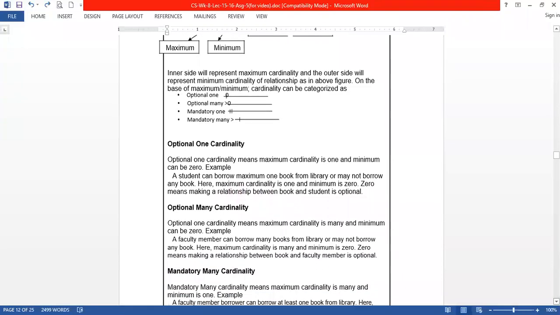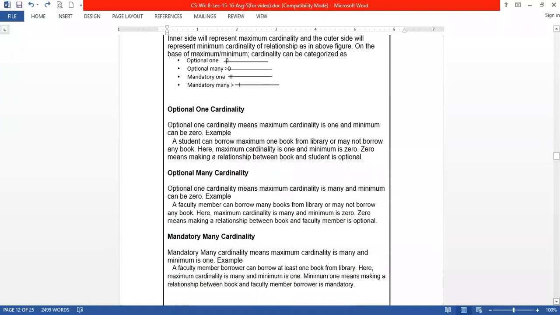Optional many cardinality means maximum cardinality is many and minimum can be zero. So a faculty member can borrow many books from the library and may not borrow any book. So it's about optional many cardinality.